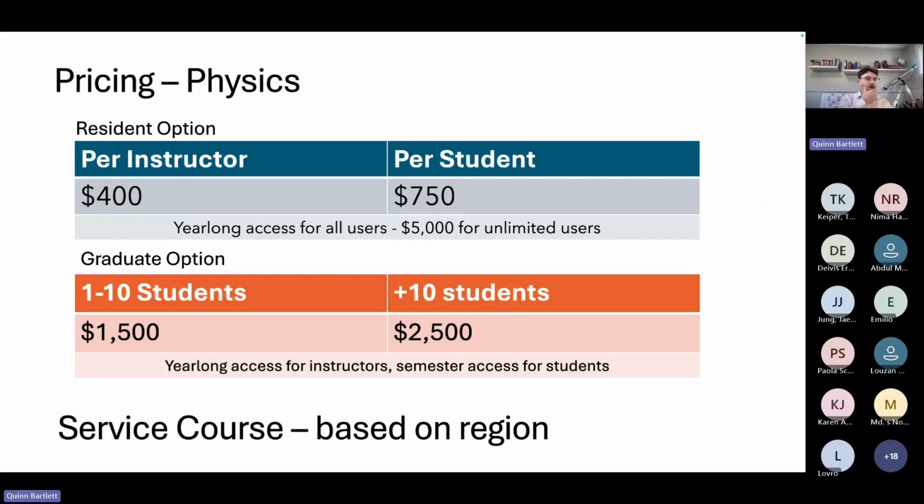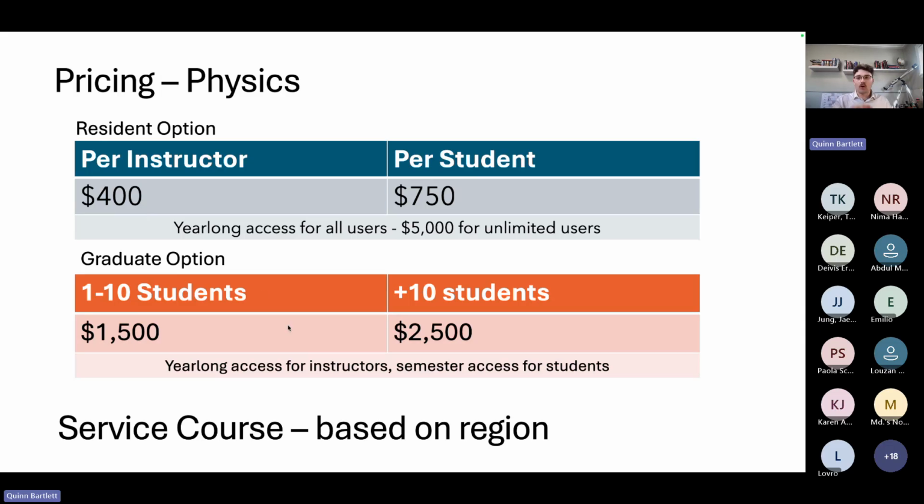And someone did ask a little bit about pricing. So for that physics subscription, these are the pricing details. We offer two options. We have one that's per instructor and per student. It's $400 per instructor, $750 per student, year-long access.